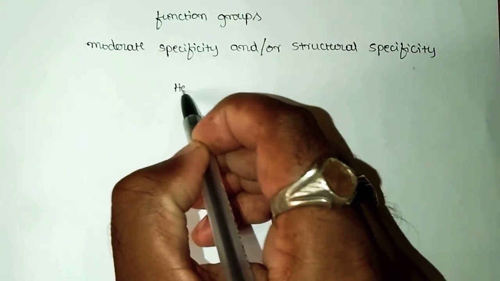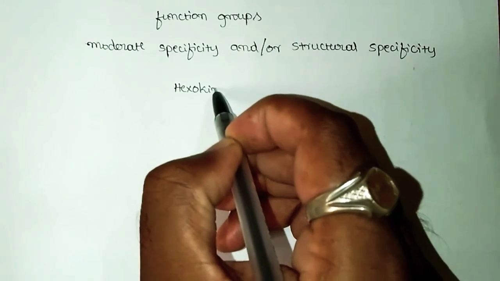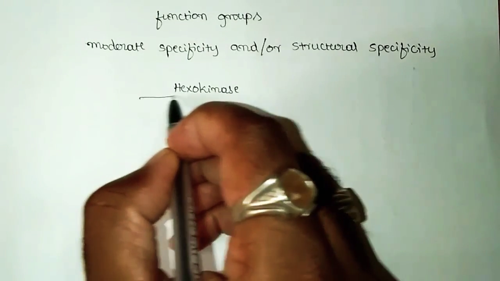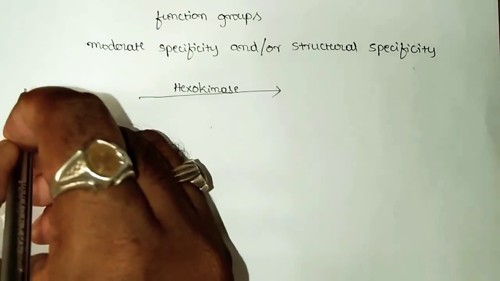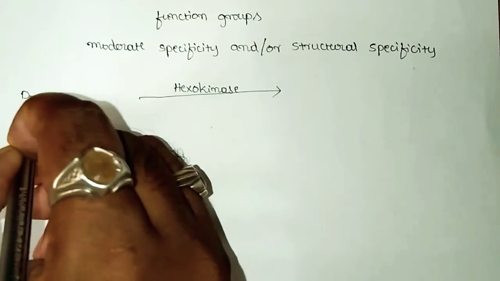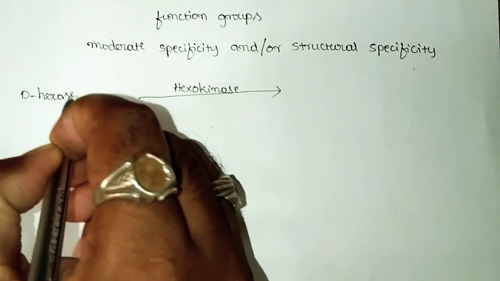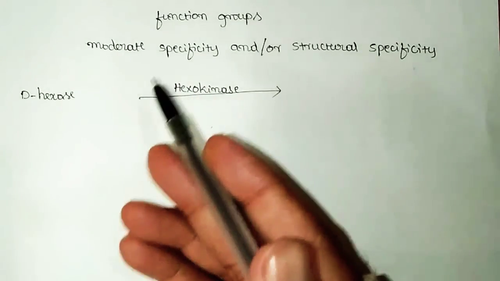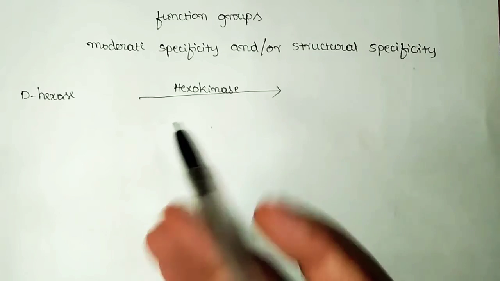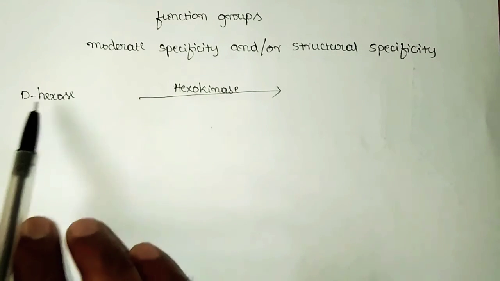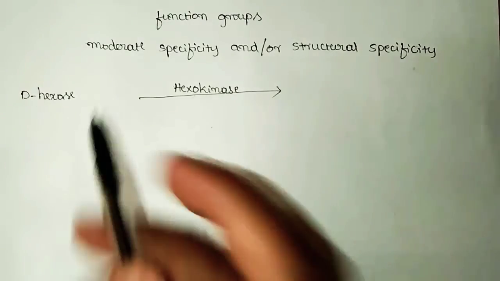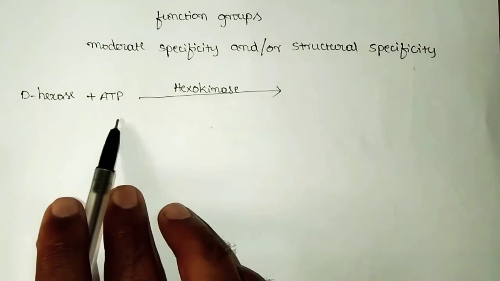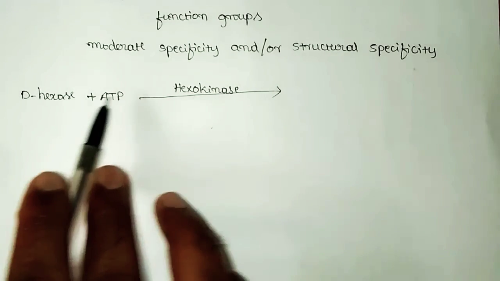If you consider an enzyme called hexokinase, this is the enzyme which can be used for reaction with D-hexose. This hexokinase can act on any hexose sugar such as glucose, fructose, galactose. Like this, we can use hexokinase on any D-hexose sugar when it is combined with a high energy component such as adenosine triphosphate.